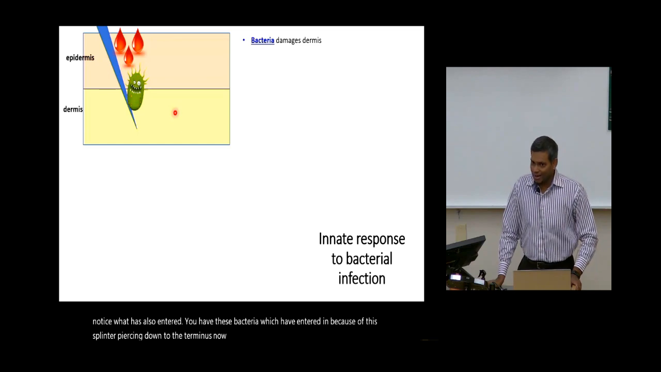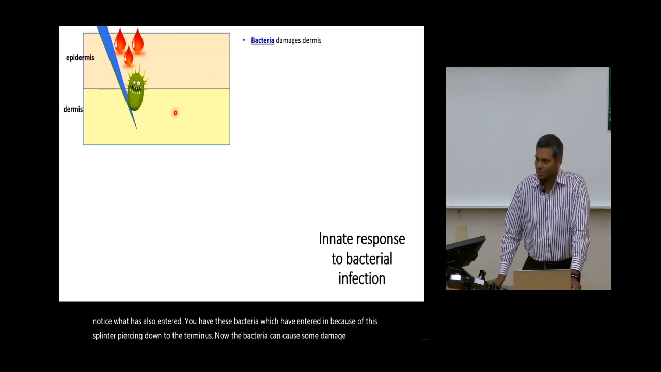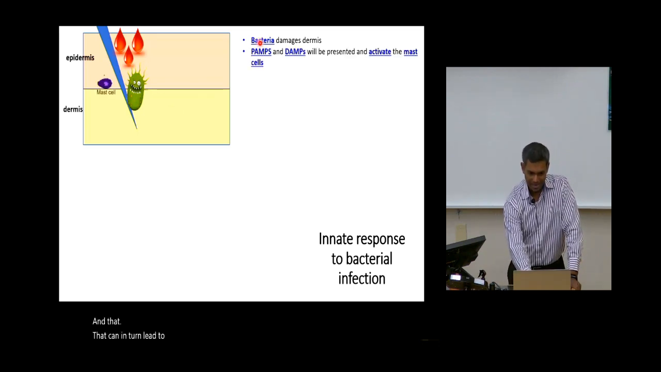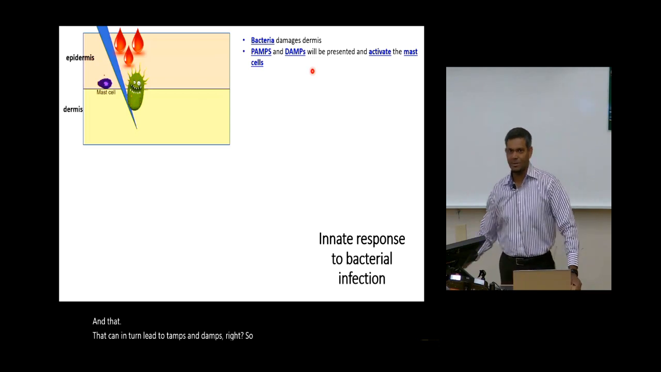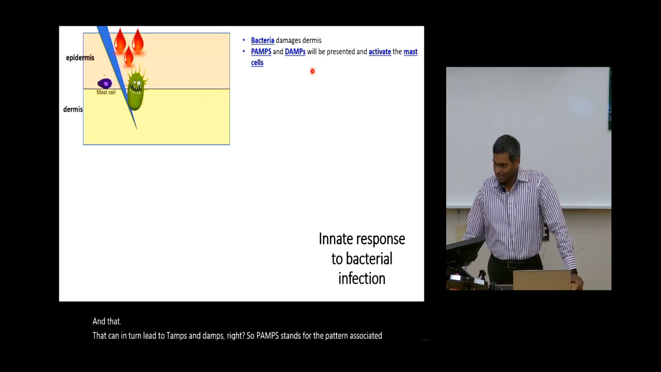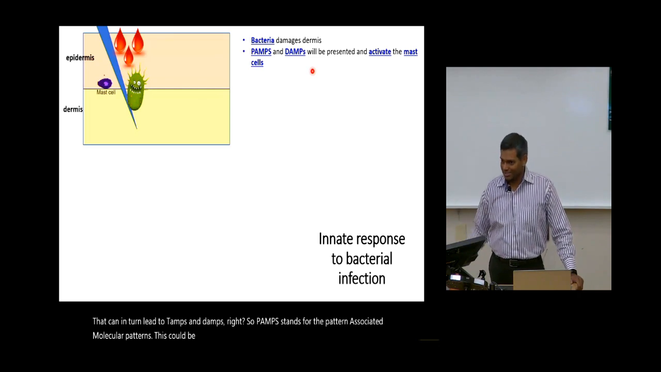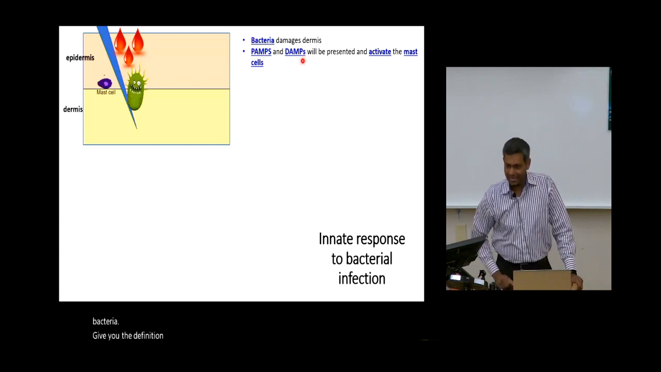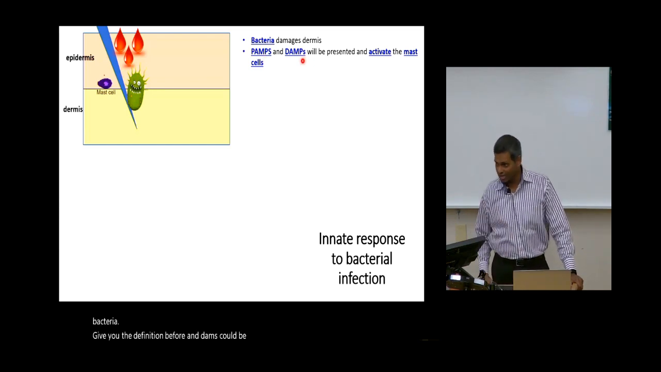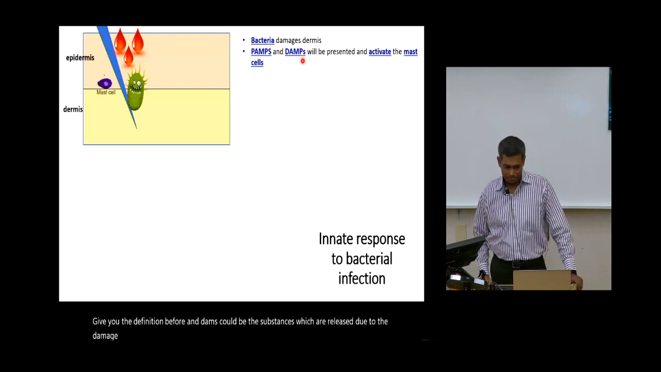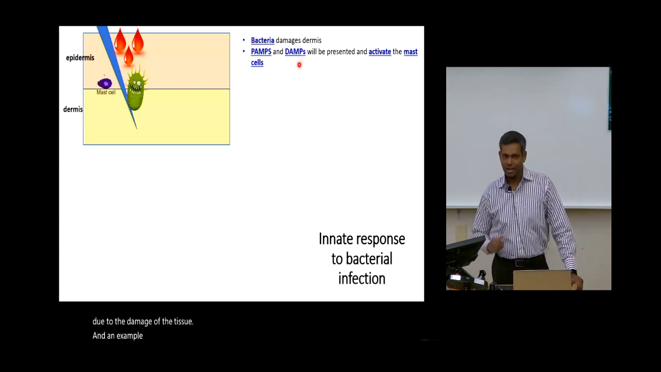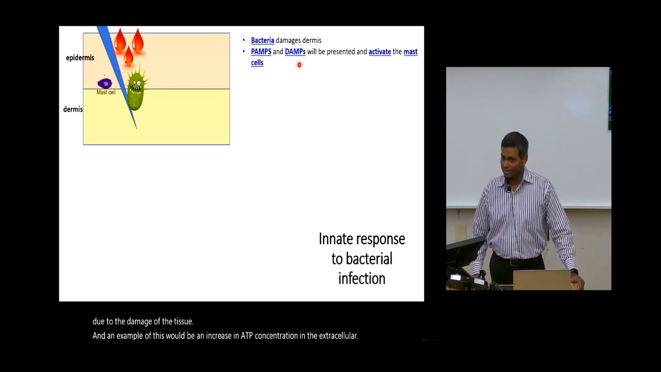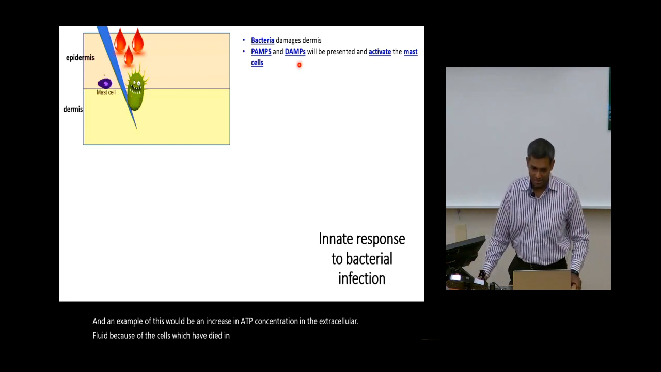Now the bacteria can cause some damage to the dermis, and that can in turn lead to PAMPs and DAMPs, right? So PAMPs stands for pathogen associated molecular patterns. So this could be the lipopolysaccharides on the surface of the gram-negative bacteria. I already gave you the definition before. And DAMPs could be the substances which are released due to the damage of the tissue. An example of this would be an increase in ATP concentration in the extracellular fluid because of the cells which have died and released their ATP.